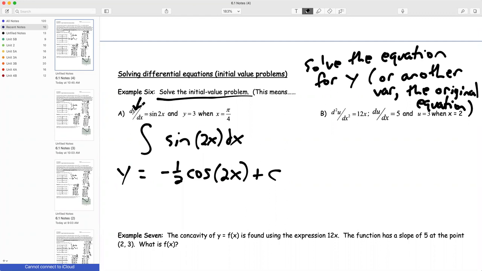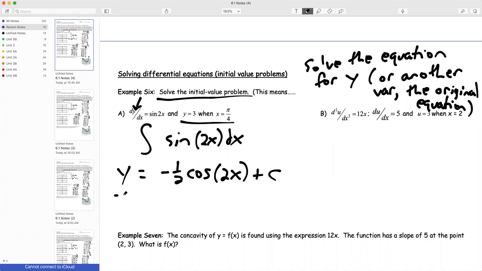And the 2x stays the same. And then since I'm taking the antiderivative, I've got to divide that 2 into the coefficient, which is where the 1/2 comes from. Okay. So now, in order to solve the initial value problem, I need to write the equation, and I am missing a variable, which is c, but they give me some more information here.